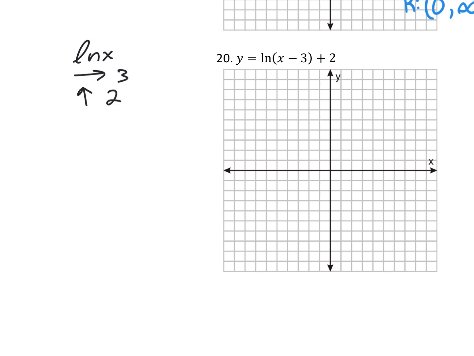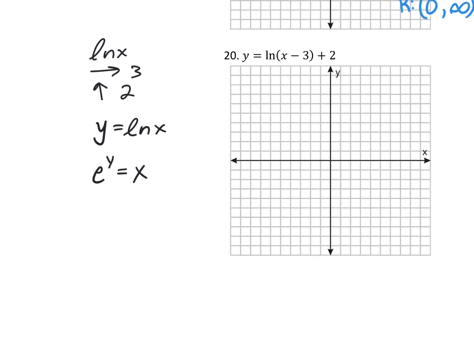So what I want to do is rewrite this equation here. y equals the natural log of x. I'm going to write that in exponential form. That's going to be e to the y equals x. So remember, we're still transforming this function, right? These transformations will still matter. So what I'm actually going to do is start with a table of e to the y equals x, and then I'm going to transform that table with our shifts right and up.